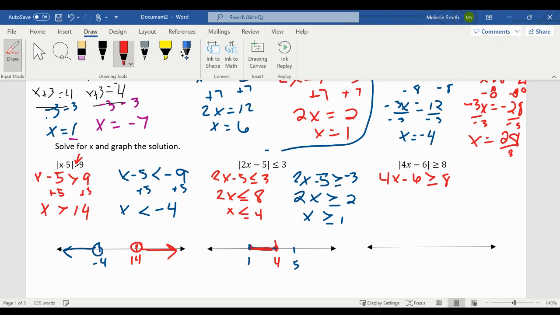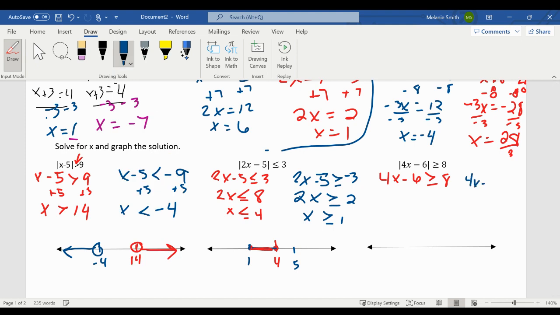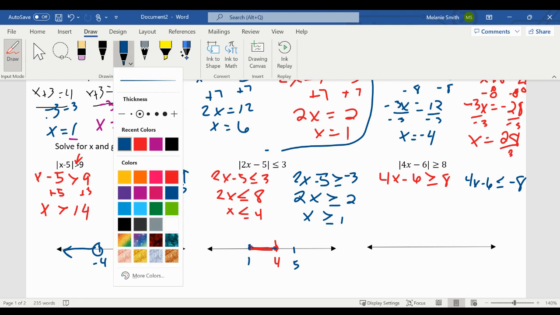So 4x minus 6 is greater than or equal to 8. And then when I do negative 8, I'm going to flip my sign around. So 4x minus 6 is less than or equal to negative 8. And then we're going to solve real quick and add 6 to both sides.